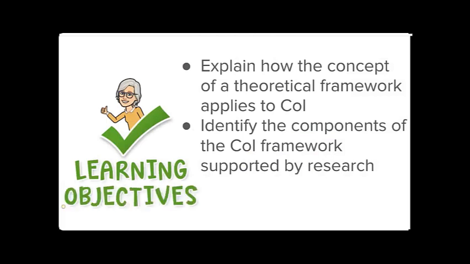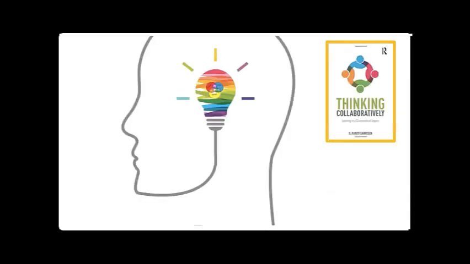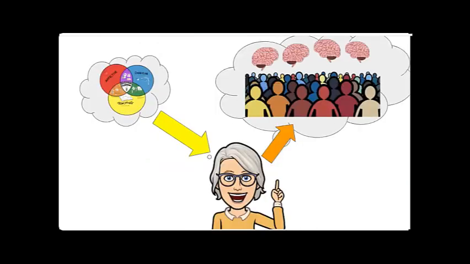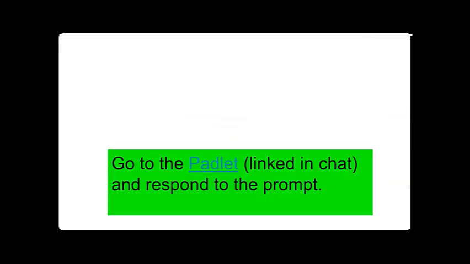So our objectives today: we're going to look at how the concept of a theoretical framework can apply to COI, and identify some of those components and how they're supported by research. You have already read chapter 6 in our text, Garrison's Thinking Collaboratively. He's making the case for the COI framework as being both embedded in the learning sciences and directly contributing to how we understand thinking and learning in this connected knowledge society, as compared to previously when we were in a more industrial kind of society.